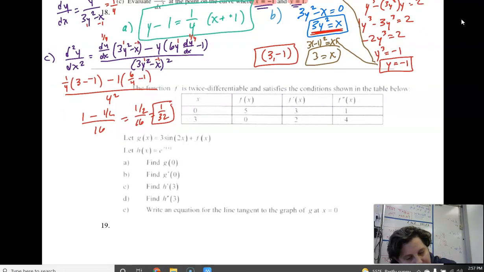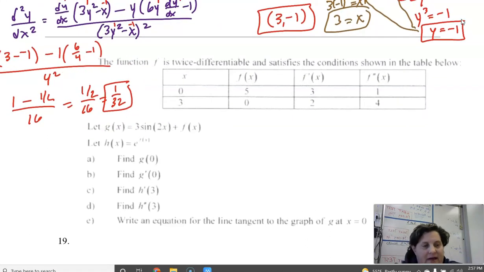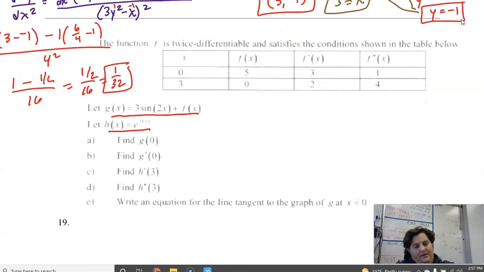Okay, let's move this out of the way for a bit. Let's do a couple more questions here. All right. For number 19, we have a twice differentiable function that satisfies the conditions below: f of x, the first derivative of f, the second derivative of f. Let g equal 3 sine 2x plus f. Let h equal e to the f. This looks like another free response question, yeah? Okay, find g of 0. Now, you guys, this just means plug in 0.